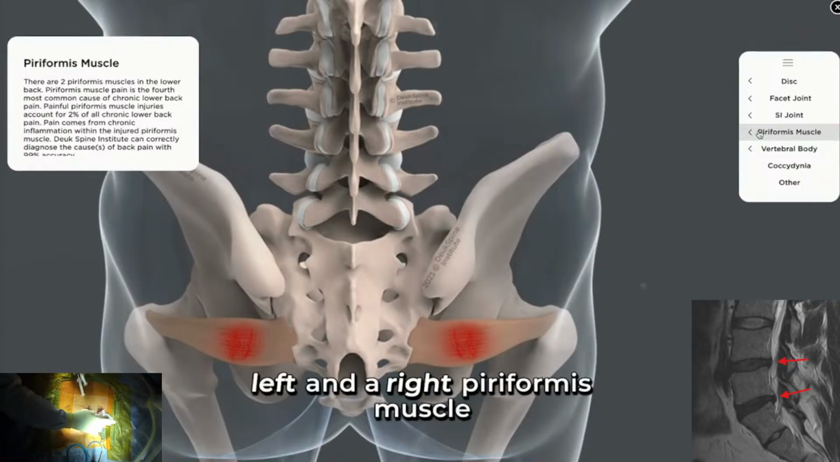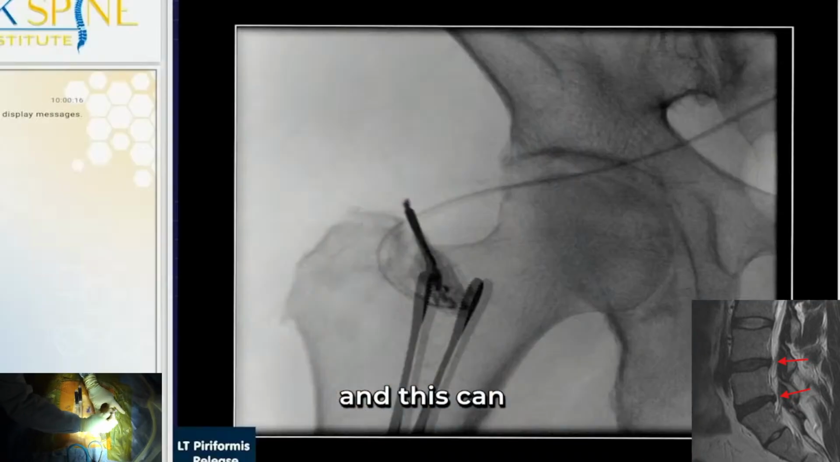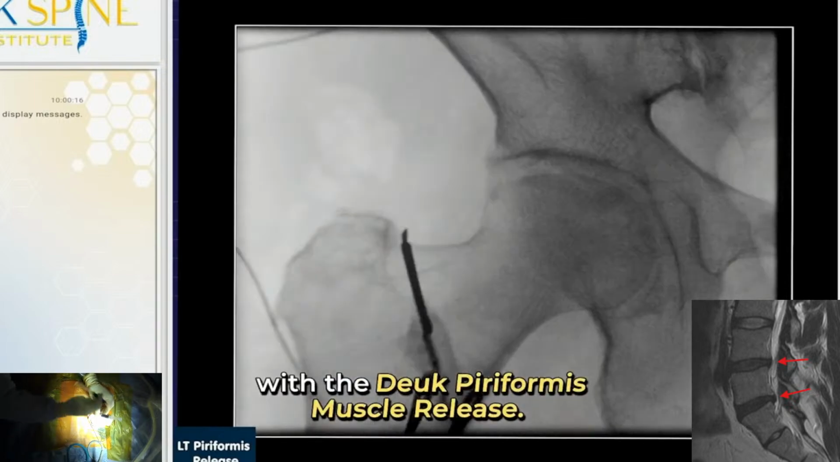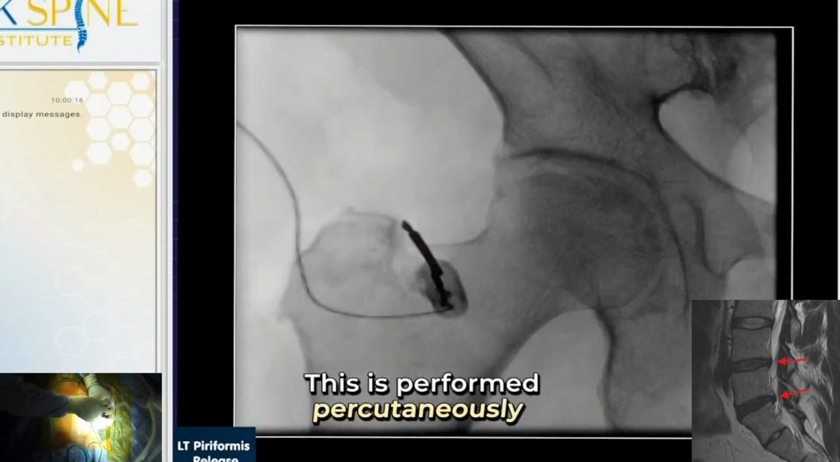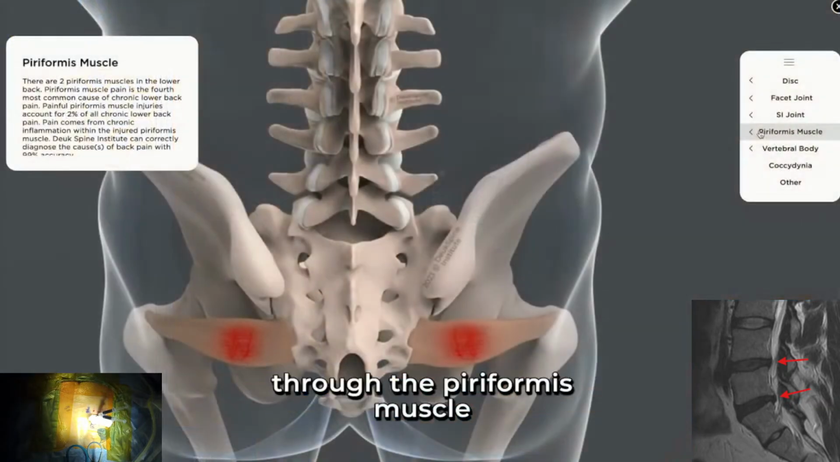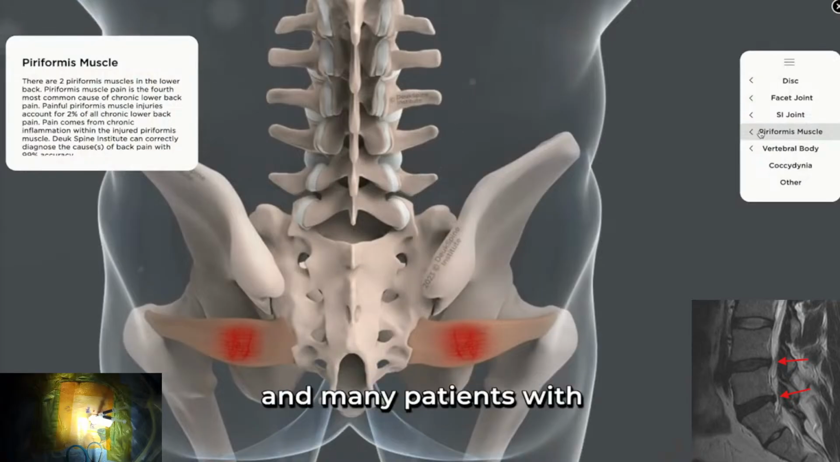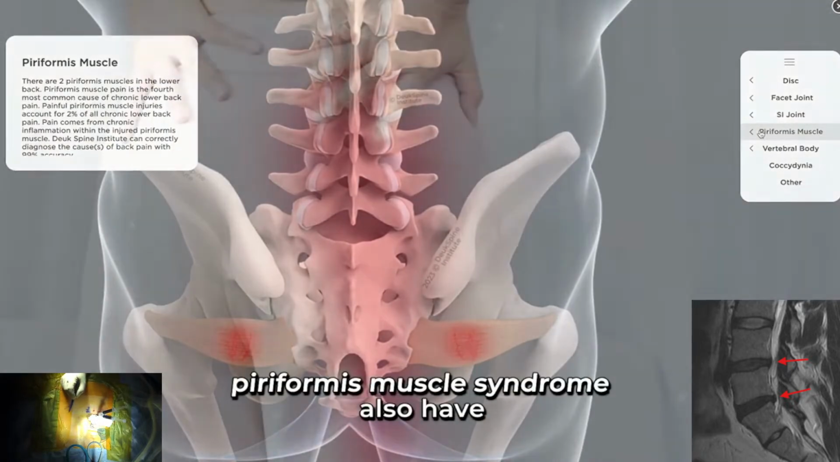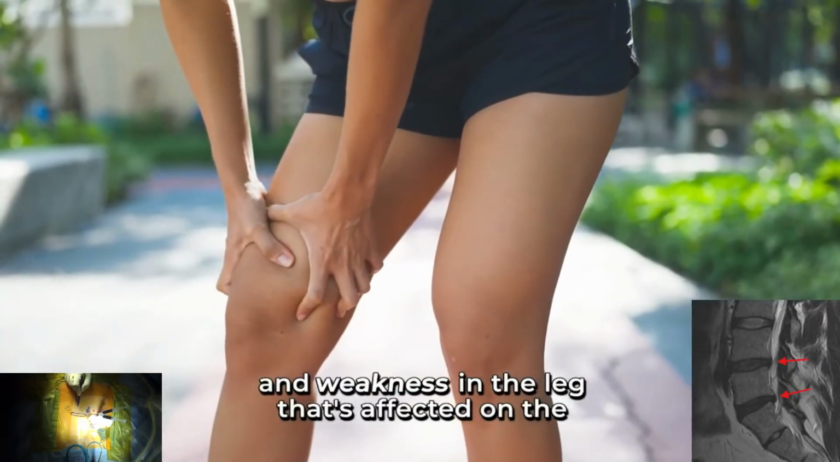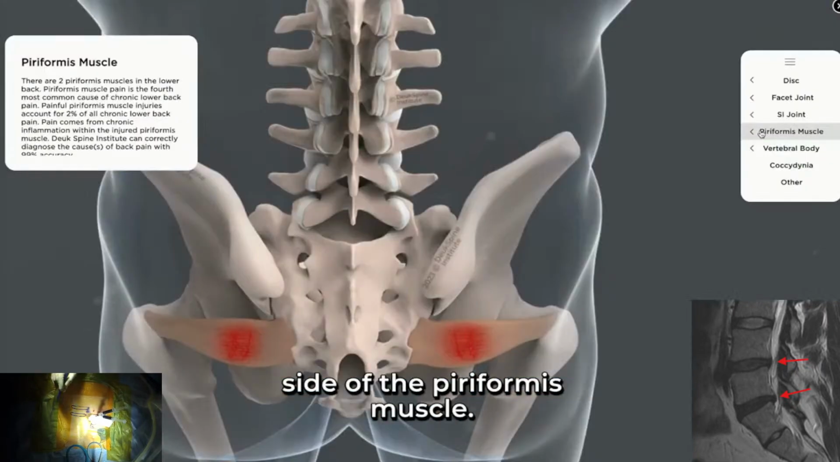There is a left and a right piriformis muscle, and this can be treated most effectively with the Duke piriformis muscle release. This is performed percutaneously with a 4mm incision. The sciatic nerve does run through the piriformis muscle, and many patients with piriformis muscle syndrome also have sciatic pain down their legs, with pain, numbness, tingling, and weakness in the leg that's affected on the side of the piriformis muscle.